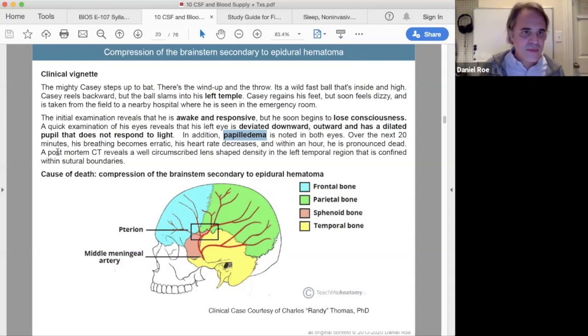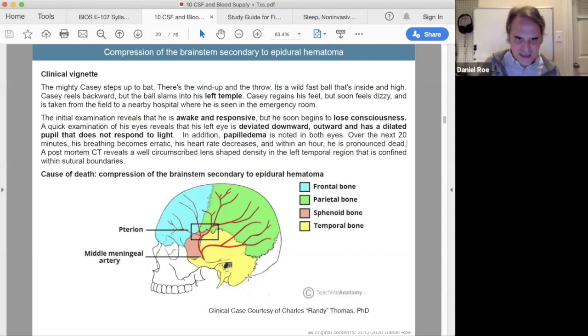So over the next 20 minutes, his breathing becomes erratic, his heart rate decreases, and within an hour, he's pronounced dead. Sad. Postmortem CT reveals a well-circumscribed lens-shaped density in the left temporal region that's confined within sutural boundaries. So it's around here, right? Confined in sutural boundaries. Cause of death, compression of the brainstem, secondary to epidural hematoma.